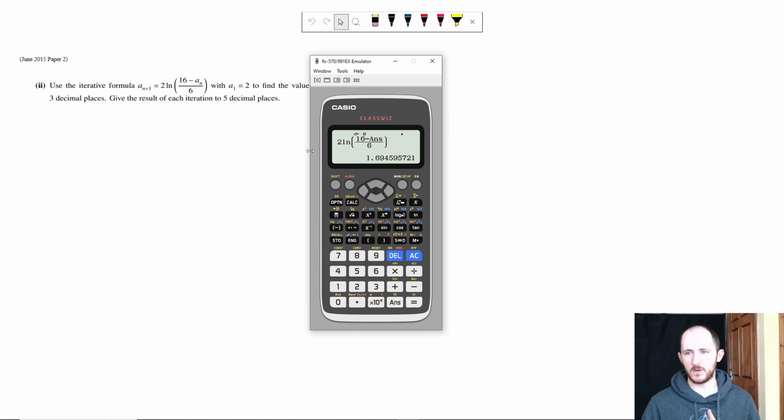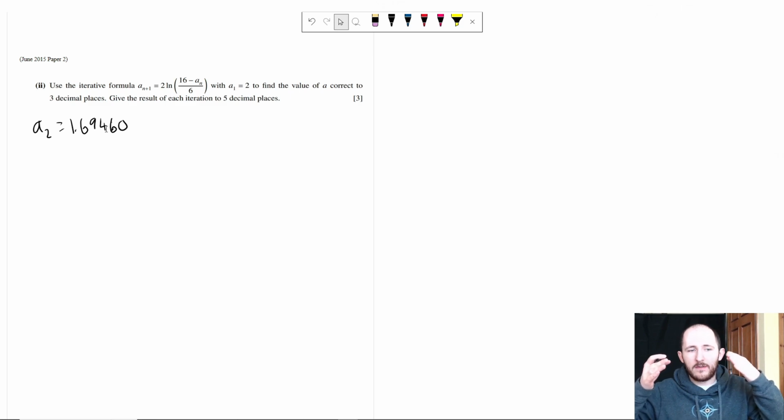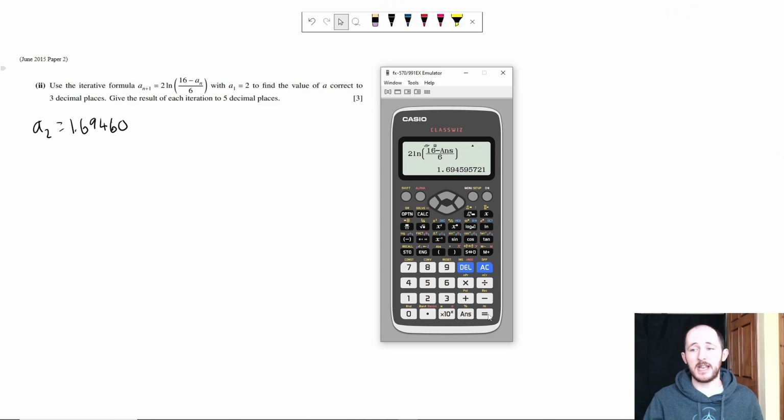So A2 is 1.694595 blah blah. I'm going to round that to 5 dp as it tells me to. So A2 is equal to 1.69460. Right? So to 3 decimal places, this rounds to 1.695. If my next value rounds to 1.695, then I'm done. And the reason for that is the result converges. You'll notice as I keep hammering the equals sign, it's going to change less and less.